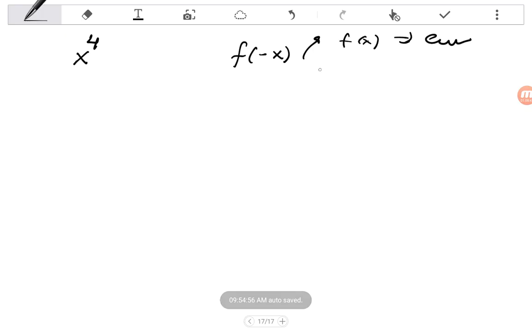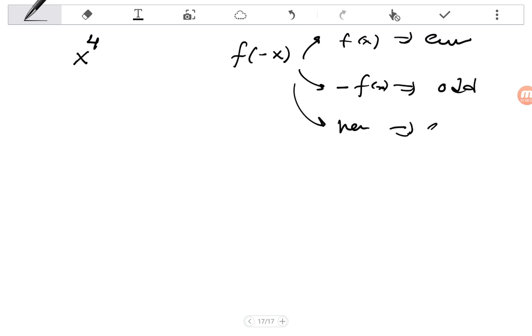So let's check some functions. For example, x power 4. Is it an even function, an odd function, or general? We just check the condition. How to check if a function is even or odd? We check f of minus x. If f of minus x is the same as f of x itself, it will be an even function. If it was minus f of x, it will be an odd function. If it is neither, it will be general.